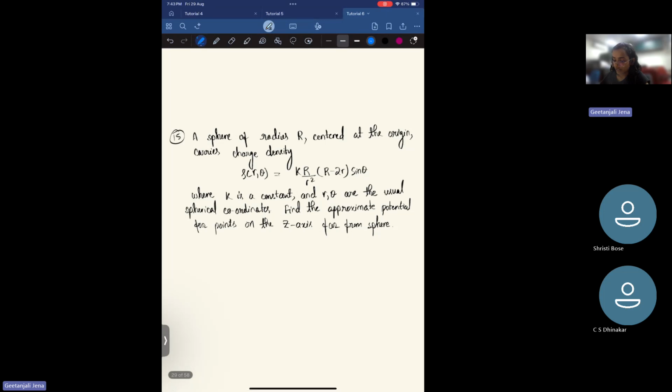Next we have a continuous charge distribution. There is a sphere of radius R centered at the origin. Its charge density rho of r, theta is kR by r squared times (R minus 2r) sin theta. Here k is a constant, and r, theta are the usual spherical coordinates. Find the approximate potential for points on the z-axis far from the sphere.